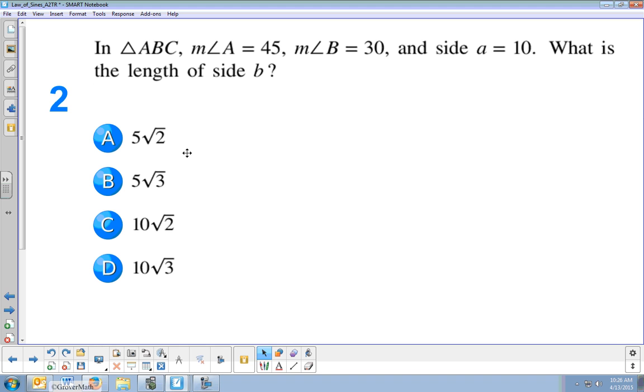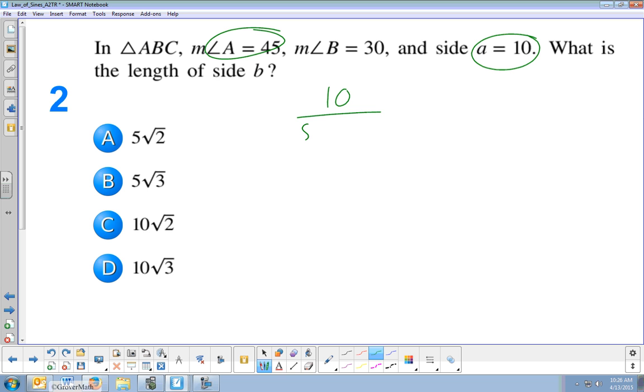Okay, so here we have triangle ABC. I see I have angle A, angle B, side A. What is the length of side B? Again, I have a complete set. I have an angle A and a side A. So that's going to be the side over sine of its opposite angle. So 10 over sine 45 is my complete set. Once again, I'm finding B here. And sine B is what its opposite, and that would be sine 30 degrees.